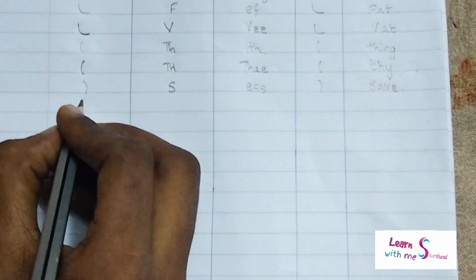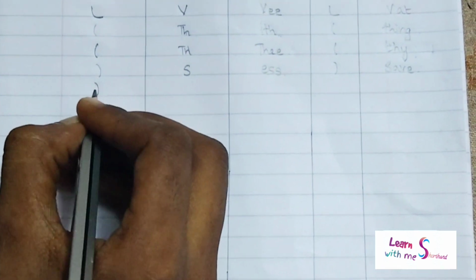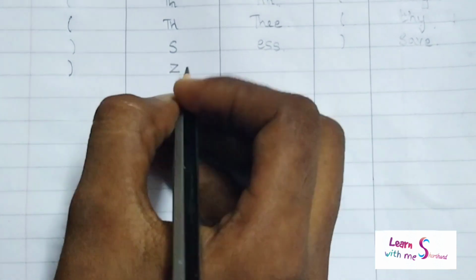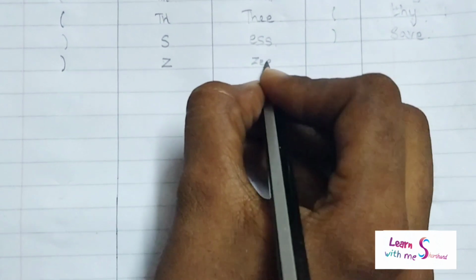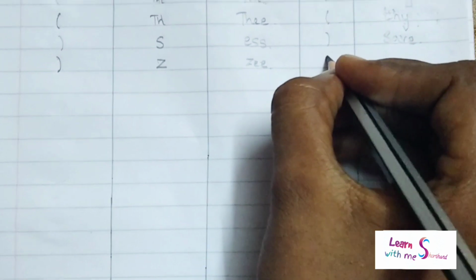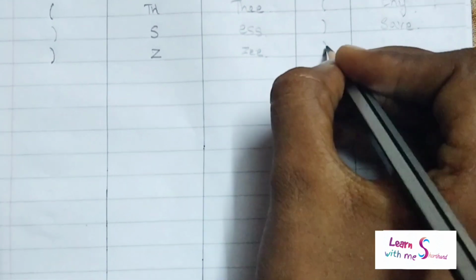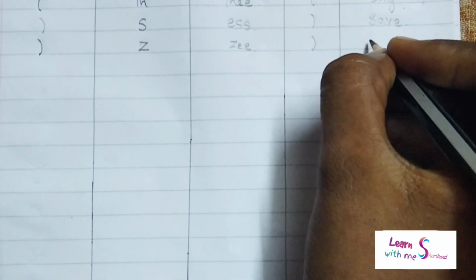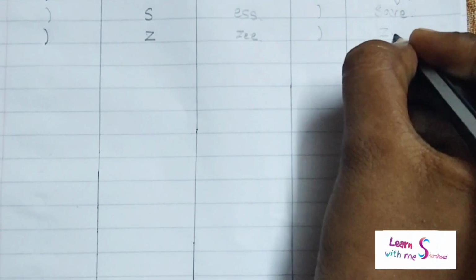Next stroke is Z. The letter is Z and the pronunciation is also Z. Direction is upward to downward. Example word for Z is zeal.